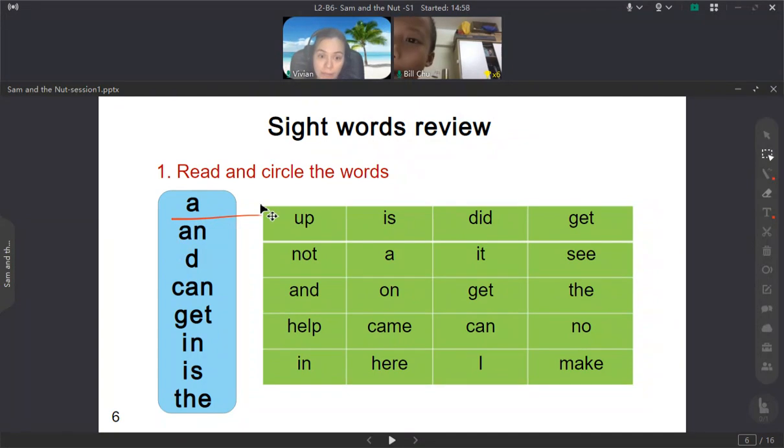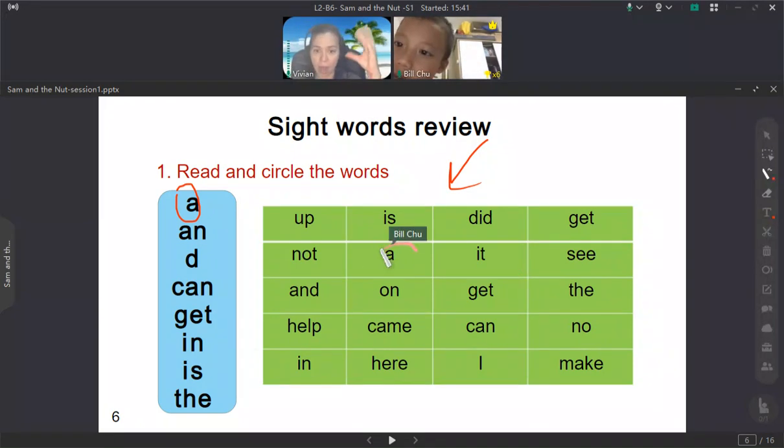And. The. Can. Came. Get. In. Is. The. Hey, Bill, can you circle here? Circle and say.